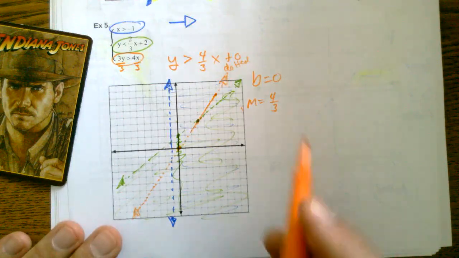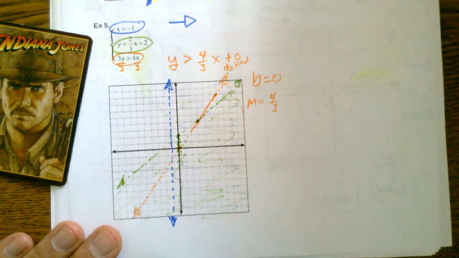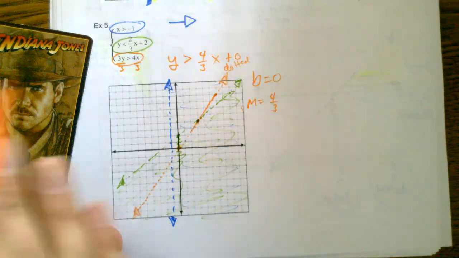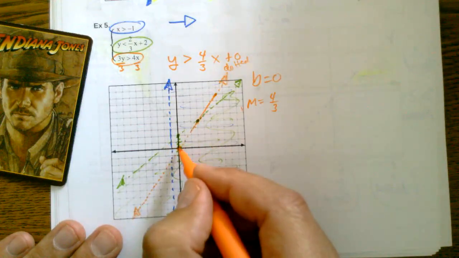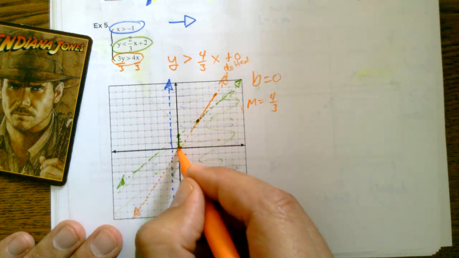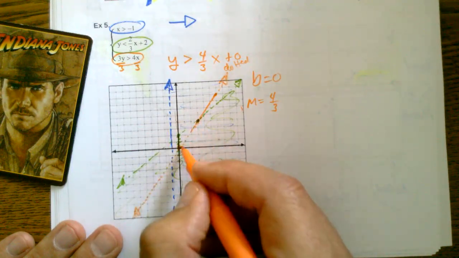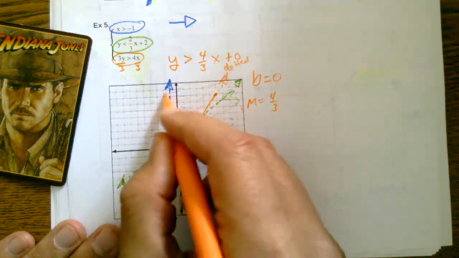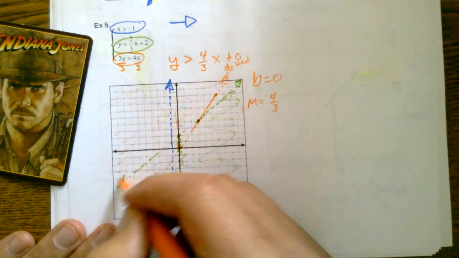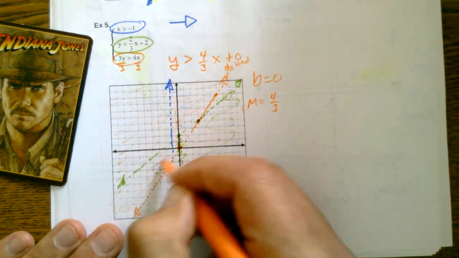Last but not least, we got to shade this guy. So greater than is up. So again, sometimes these oblique lines are hard to tell what's above and what's below. So start at the y-intercept, and above means I'm going up the totem pole, this y-axis. So I would shade everything above that line.